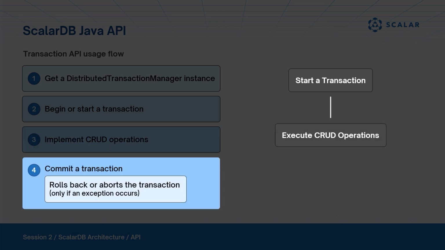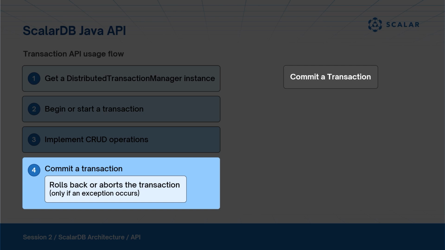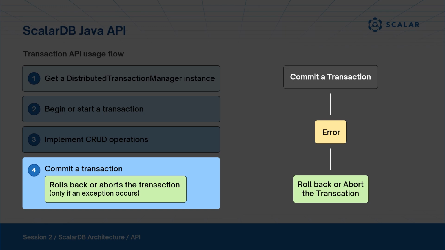Commit a transaction. After executing CRUD operations, you need to commit a transaction to finish it. Roll back or abort a transaction. If an error occurs when executing a transaction, you can roll back or abort the transaction.